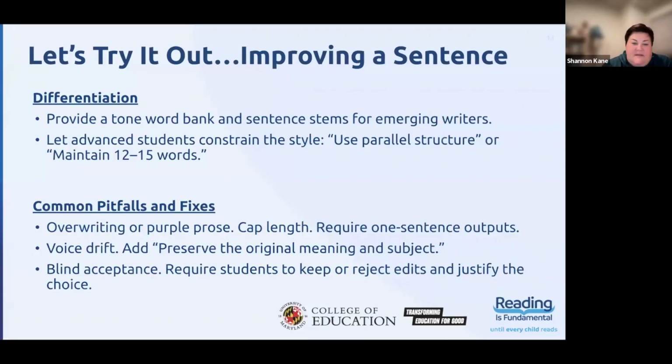And then just this blind acceptance, right? That's why I really think that part of it is students have to keep or reject their edits and justify their choice. So if a student is going to keep that entire first example, right, that the dog lurched because of the strange stillness, great. You can keep that whole sentence, but why? Why are you keeping it? Why is it better than your original sentence, etc. So that justification or rejection is that critical thinking part, right? The students are then internalizing those skills and strategies as writers.